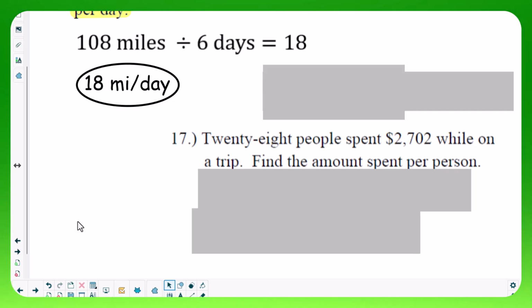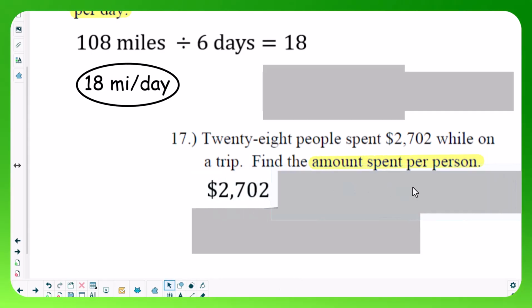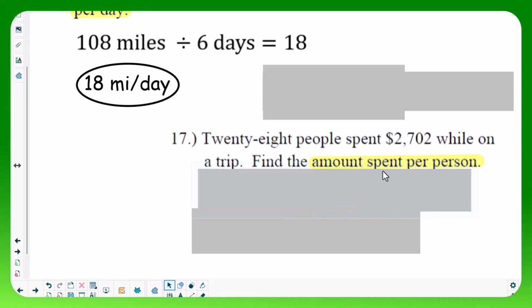Taking a look at number 17, the last one of these straightforward unit rate questions. And again, unit rates are things we see in real life and can use to solve other problems. That's why they're really important for us. So 28 people spent $2,702 while on a trip. Find the amount spent per person. Since we are looking for the amount of money spent per person, take the cost or the amount of money, which is $2,700, divide it by the number of people, which is 28.